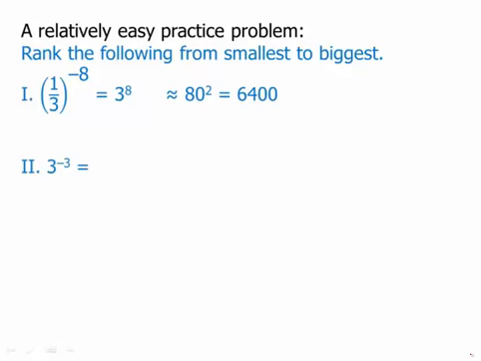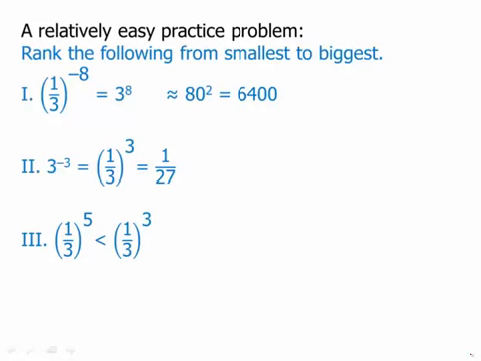3 to the -3rd. Well, this is 1/3 to the third, and so this is 1/27. Okay, so that's clearly much smaller than 1. And then if we look at the last one, 1/3 to the fifth, well, we don't even have to calculate the value. 1/3 to the fifth we know is going to be smaller than 1/3 to the third. And so that means that 3 is the smallest, 2 is the middle, and 1 is the biggest. So in order, it's 3, 2, 1, and this is answer choice E.